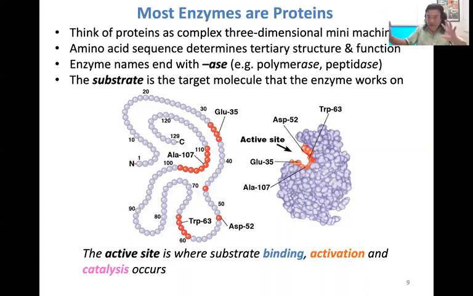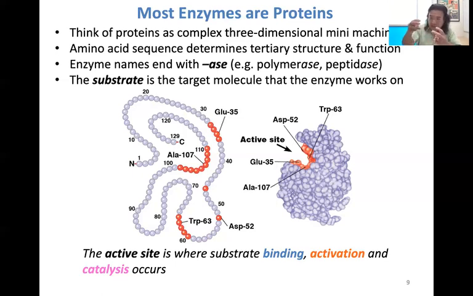But remember, the actual protein itself, when properly formed, folds up, right? And here it is folded up. All 129 amino acid residues folded up in the normal intended tertiary structure of this protein. And look what happens. Those amino acid residues, the glutamate 35, alanine at 107, tryptophan 63, aspartate at 52, suddenly are actually close to each other, right? And these form the active site of the enzyme.